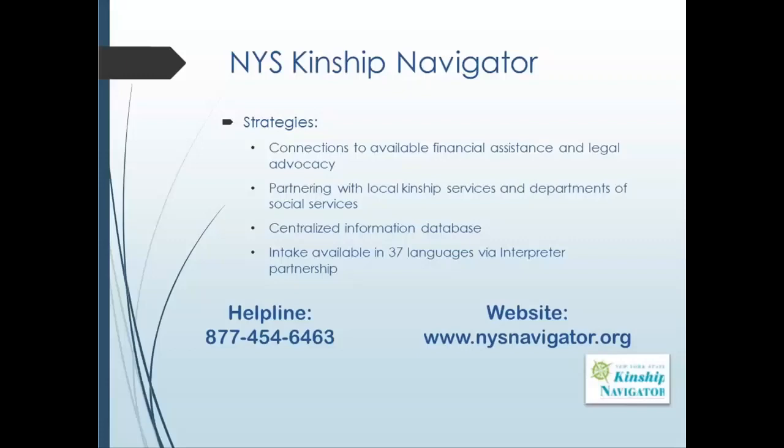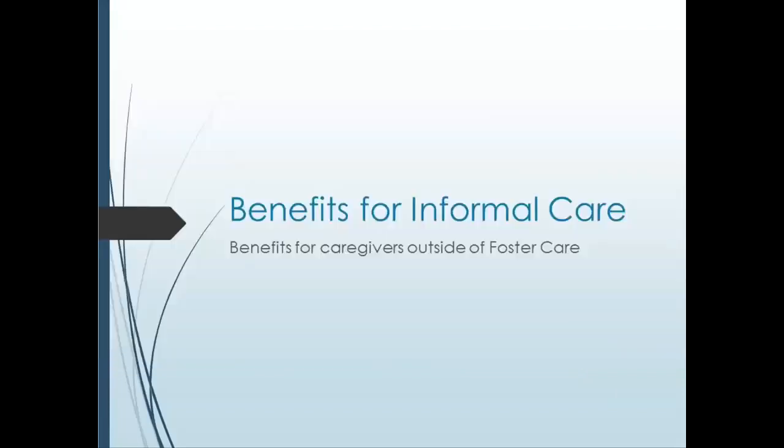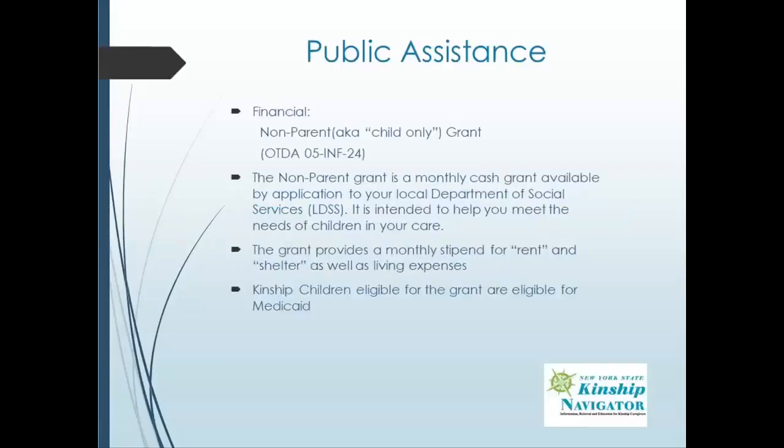So after all of that background information, let's get to the heart of what we're looking at today, which are benefits for kinship caregivers. I'm going to be talking about benefits for informal caregivers, which is benefits for caregivers that are outside of the foster care system. So we're looking at caregivers that have no formal legal designation. We're looking at legal custodians, legal guardians. And the main form of financial assistance for kinship caregivers that are informal is through public assistance.